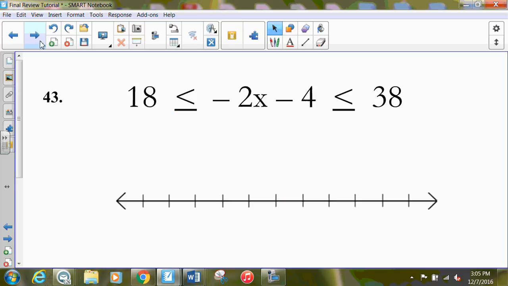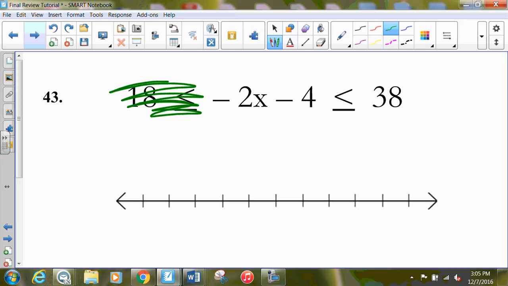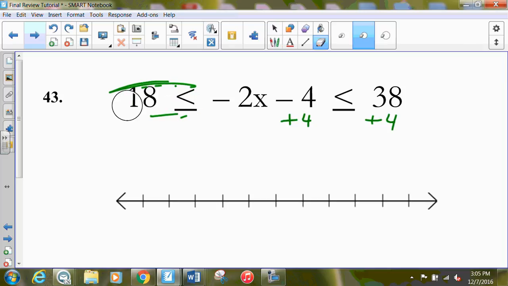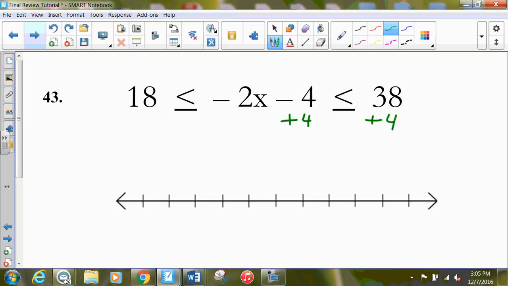Here's another one, and we learned that we're going to pretend like we don't have one side of it. We're just going to solve this. If we were just to solve this, what we would do first is add 4 to both sides. But then we're like, oh, we actually do have this. So we're going to have to add 4 to this as well.